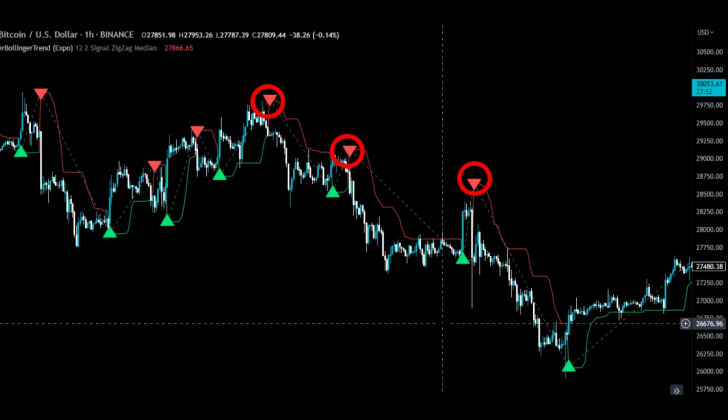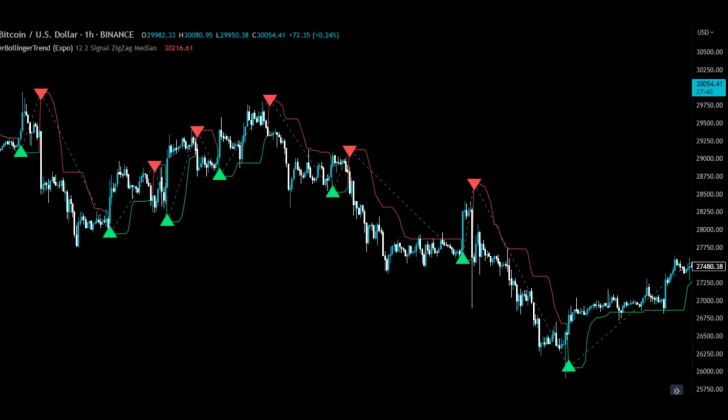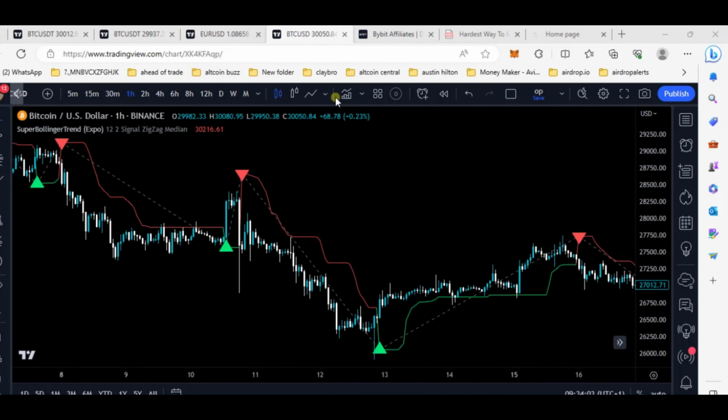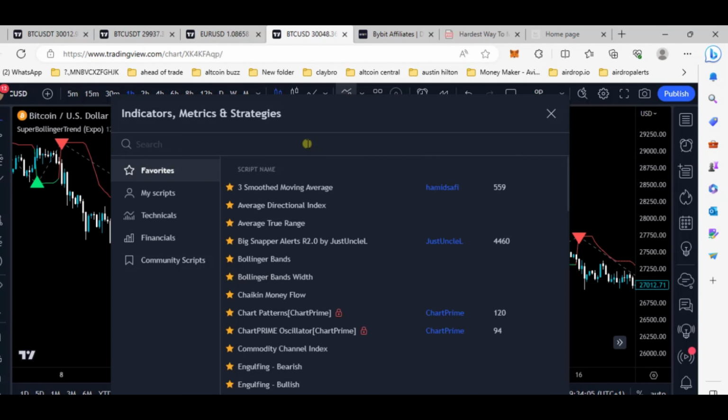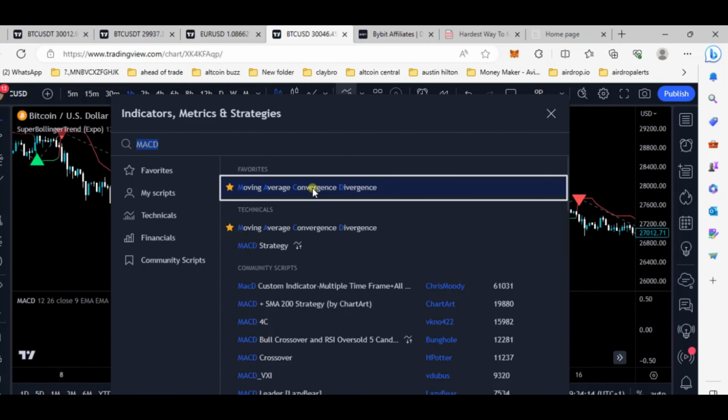To solve this problem, we are going to add another trend following indicator. This indicator will help us to identify trend, which means we should somehow filter these false pullback signals, which don't provide us any good trading opportunity, and only take the signals that are in the overall direction of the market. To add this second indicator, go to the indicator tab as usual and type in MACD. This one, Moving Average Convergence Divergence, click on it and it will be added onto your chart.